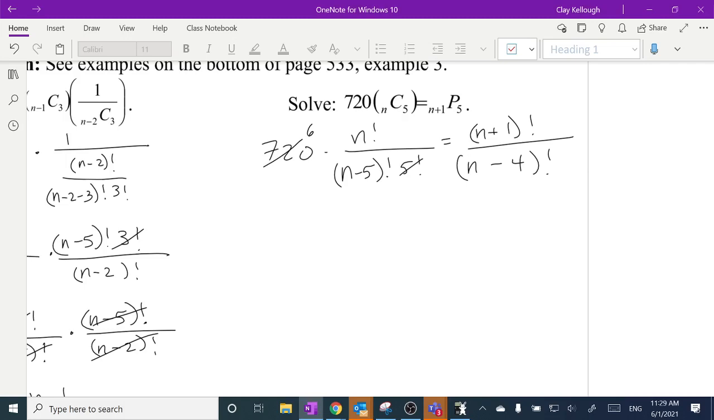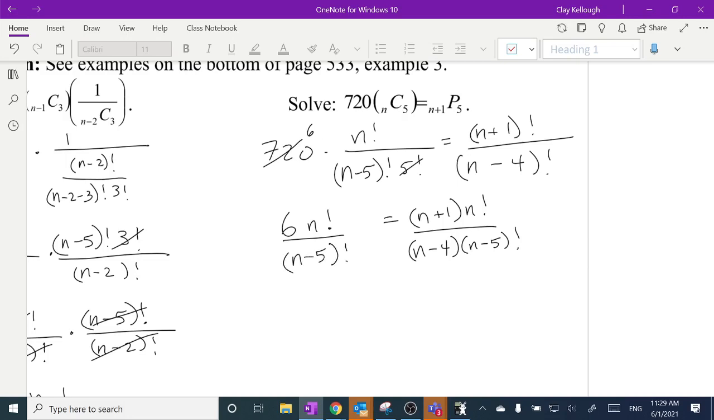I know that I can maybe start expanding these. So what am I going to expand? n plus 1 is bigger than n. So I'm going to leave the n factorial alone, and over here I'm going to expand this to n plus 1 times n factorial. There. Meanwhile, over here, n minus 4 is bigger than n minus 5, so I'm going to expand this one to n minus 4 times n minus 5 factorial, and then I use algebra tricks.